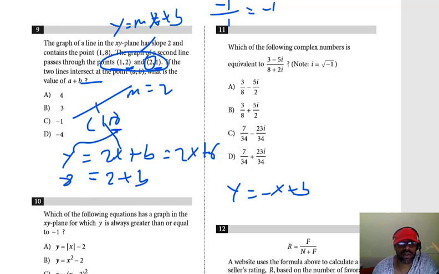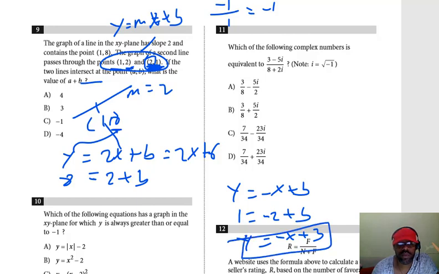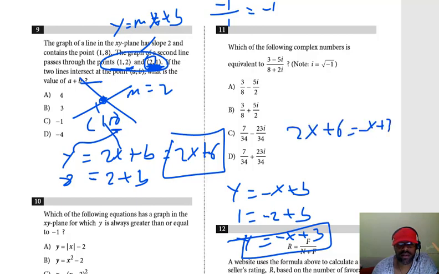To find the y-intercept, you can substitute either point. I'm going to use the first one. y is 1 and x is minus 2, giving 1 equals 2 plus b. So b is 3, and y equals minus x plus 3 is the equation of the second line. Since the two lines meet at the point (a, b), we have to find the point of intersection. So 2x plus 6 equals minus x plus 3, and 3x equals minus 3, so x is minus 1.